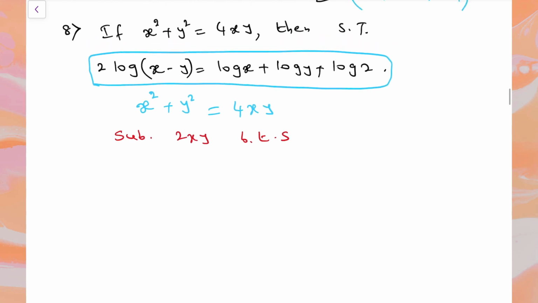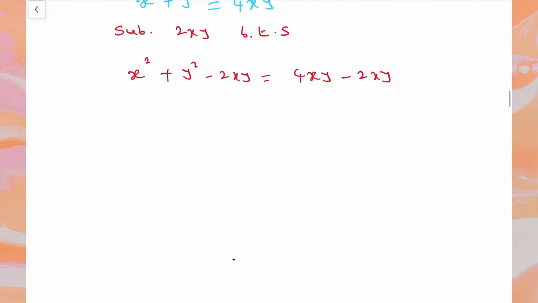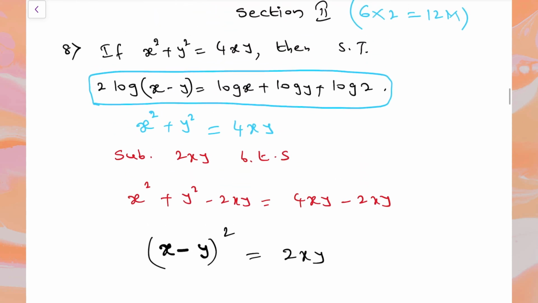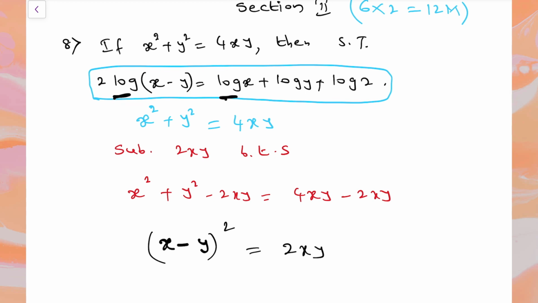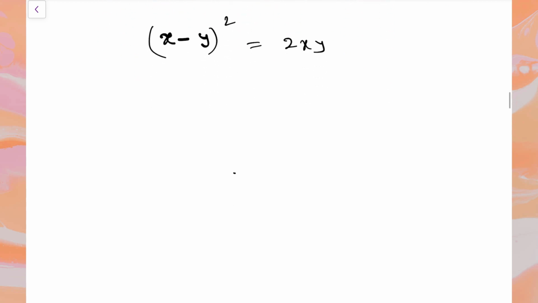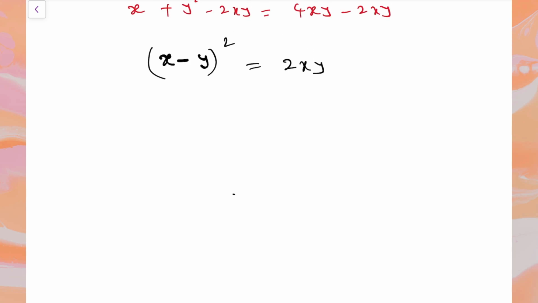Subtracting 2xy from both the sides. Okay, so what will we get then? x square plus y square minus 2xy equals 4xy minus 2xy. On the left side I subtracted 2xy, and on the right side also I subtracted 2xy. Now if we observe the left side clearly, x square plus y square minus 2xy is the formula of x minus y whole square, which equals 4xy minus 2xy. It is 2xy. Then in the question he is asking us to show some log, right? But in this step we don't have any log, so apply logarithm on both the sides now.